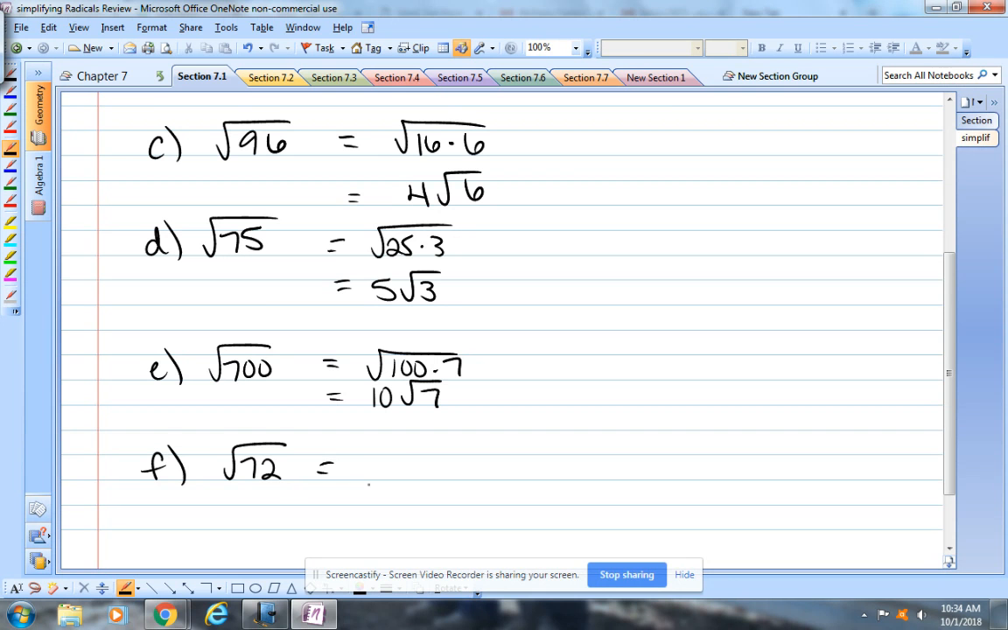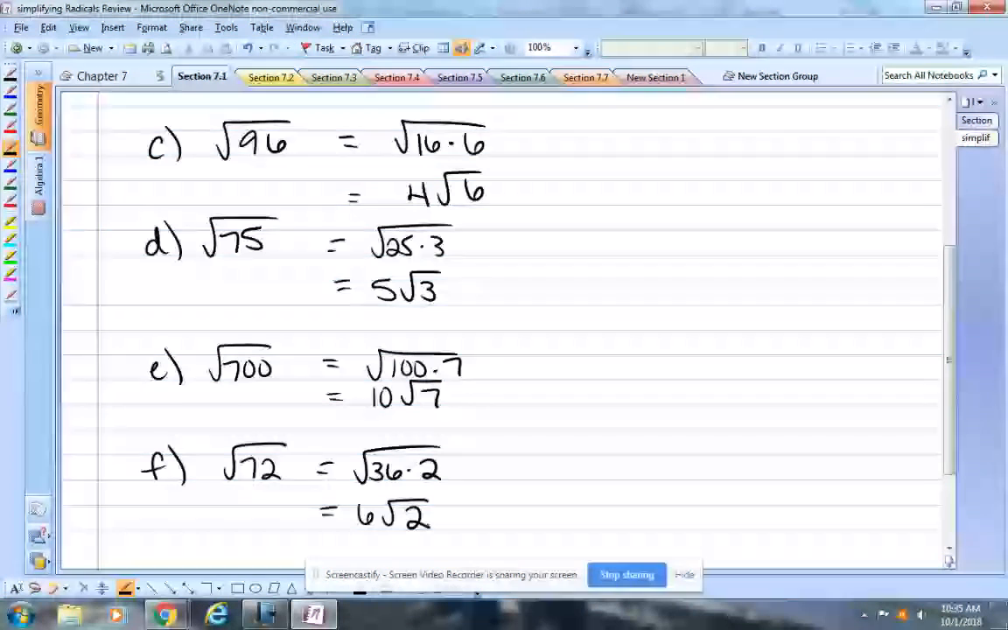So that is radical 36 times 2. And what's the square root of 36? 6 radical 2. So any questions about that? That's just one that messes people up a lot. So just remember, if you are not sure and there's more than one square that goes into it, then work up your chart.